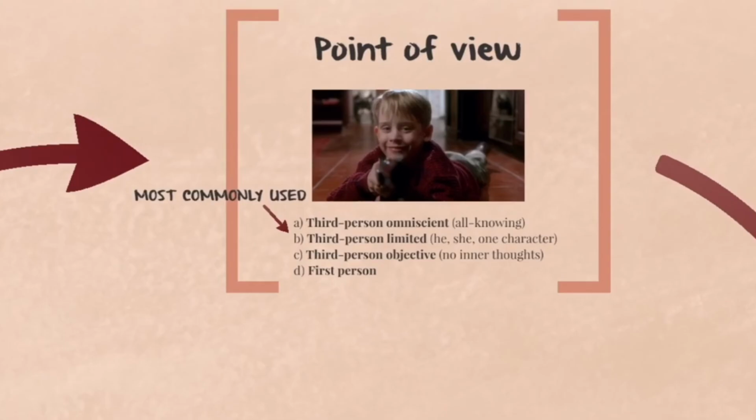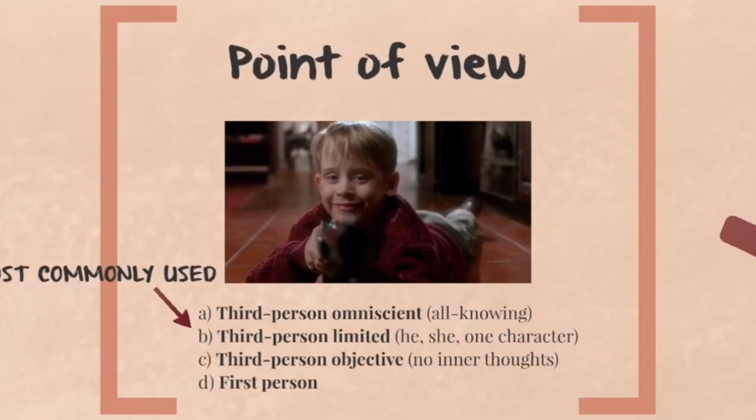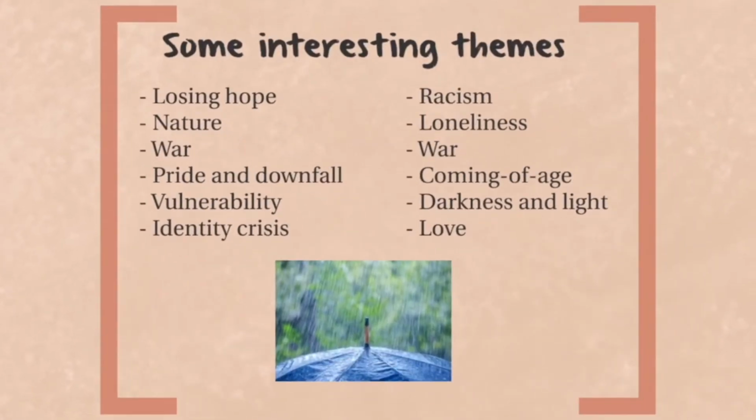There are generally four types of point of view and narrators. The most commonly used are the third person limited and the first person. The other two are a rarity in literature. Themes are like the general ideas that make up the story. There are really many of them. For example, in Romanticism, nature was a popular theme.